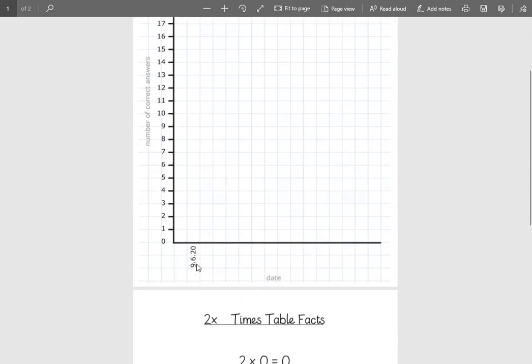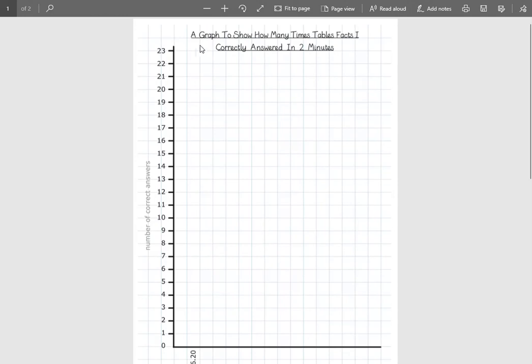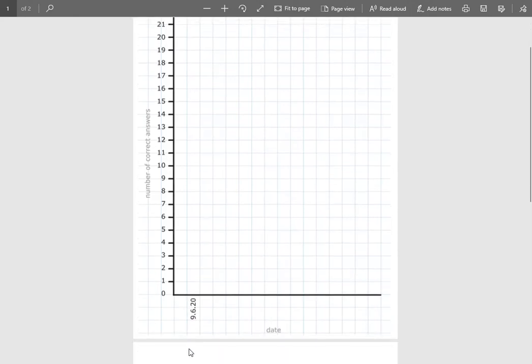And then down here, oh dear, I've put the date that I wrote this. Sorry, you might do this on the 10th, so you could change that. And it says a graph to show how many times table facts I correctly answered in 2 minutes. We're going to be drawing on here in a bit a bar to show how many correct 2 times table facts you got in our time. So let me show you how this works.